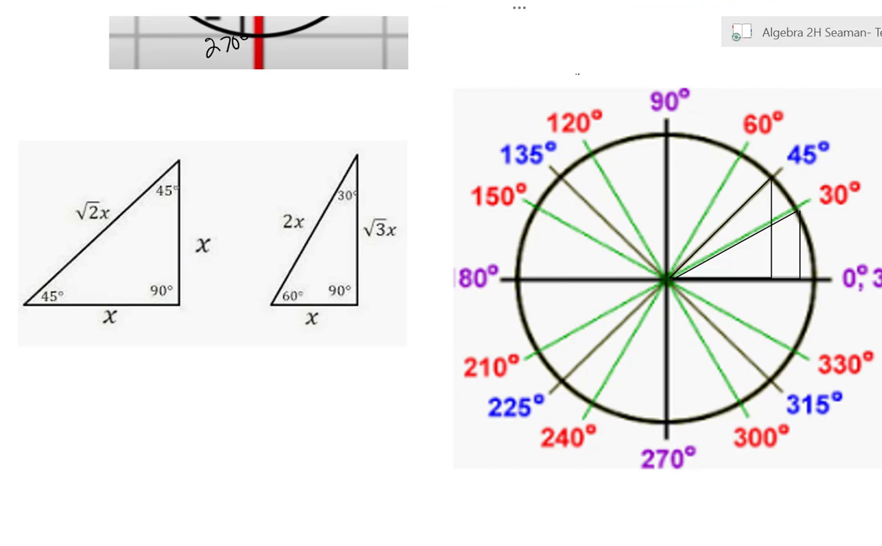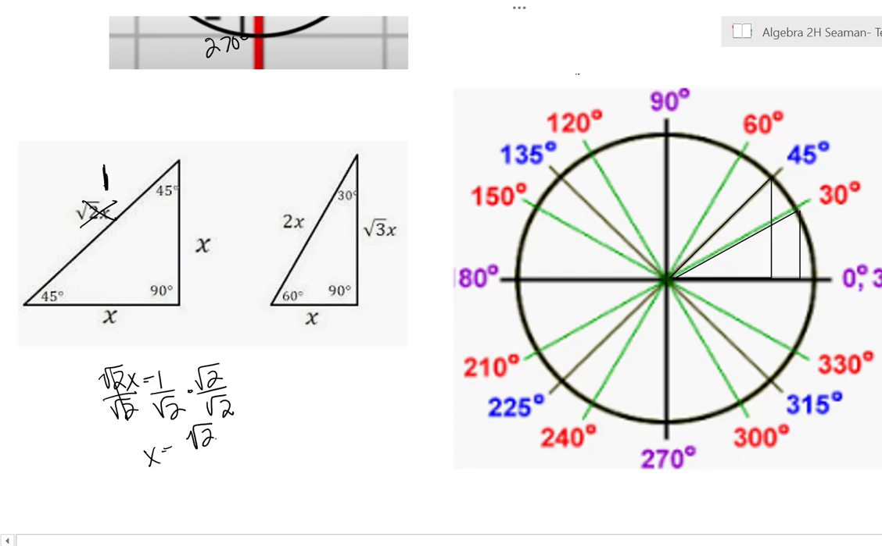You know that if the square root of 2x needs to equal 1, I can solve for my side lengths pretty quickly. Divide by the square root of 2, and then rationalize the denominator by multiplying by root 2 over 2. When I do that, I get that if my hypotenuse is 1, each of these side lengths are now going to be root 2 over 2.